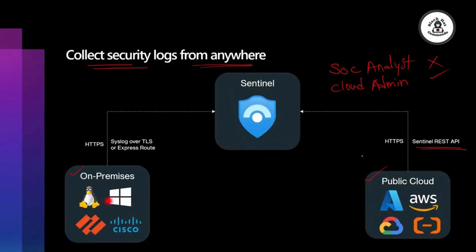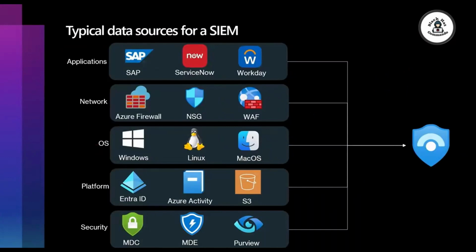Along with that, we can even take on-premises logs from Linux, Windows, Palo Alto, or Cisco. Over HTTPS, we can use TLS or ExpressRoute functions. So these two different types of data we can take, either in the cloud or on-premises. Without further delay, we'll go forward. What types of data sources for a SIEM do we need to integrate?